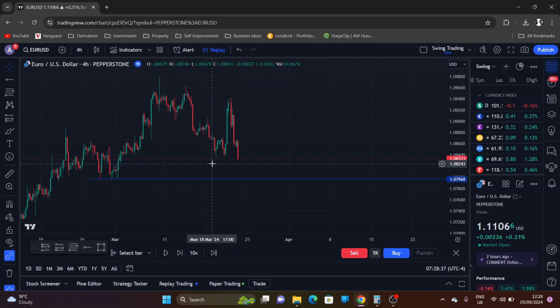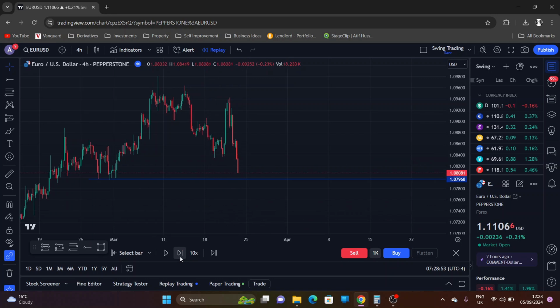Then your goal, to determine bias, is where are we most likely to go? Are we most likely to go up or down? What high or low are we most likely to take? That's the key with trading. That's all you really need to do: predict what highs or lows we're going to go for, right? So let's play a bit more of the candlesticks here.